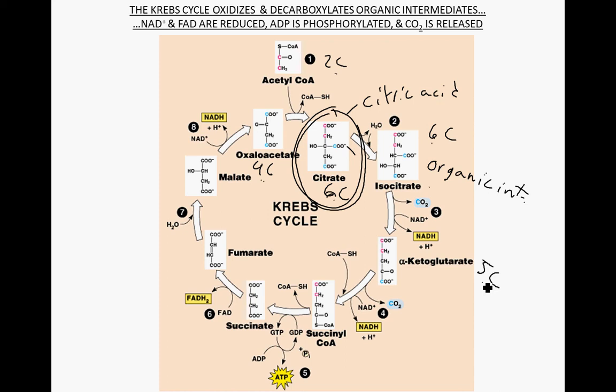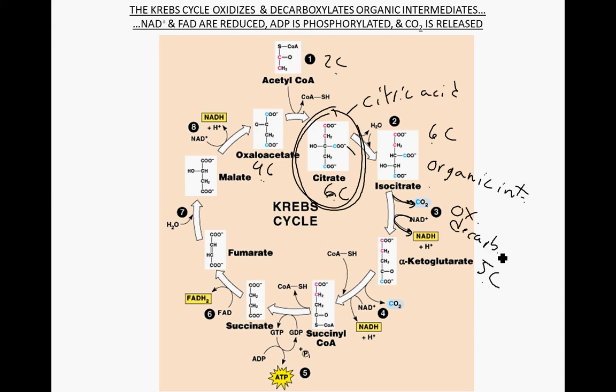We had a 3-carbon pyruvate. We got a 2-carbon acetyl coenzyme A. Where did the carbon go? It was lost as carbon dioxide. That's going to happen again right here. I'm going to decarboxylate, and I'm going to oxidize and reduce. So this is an oxidative decarboxylation.